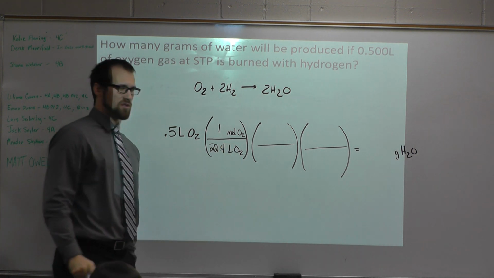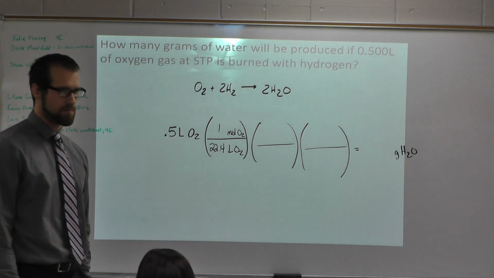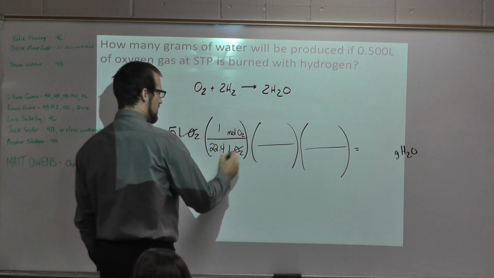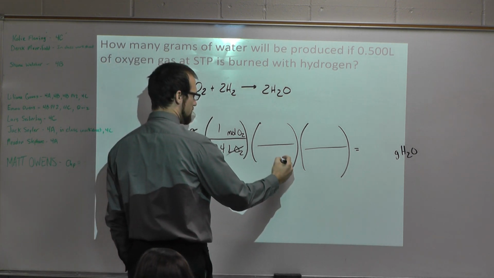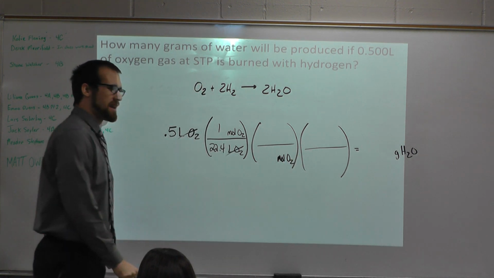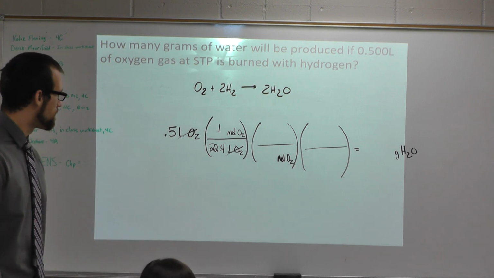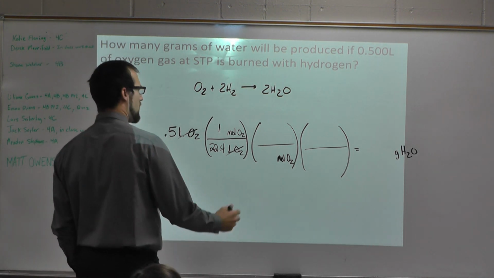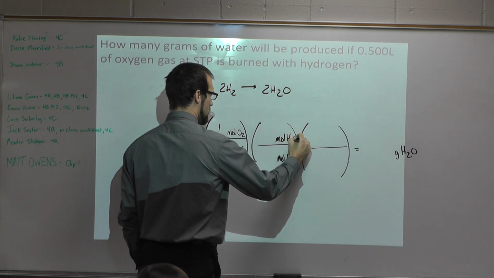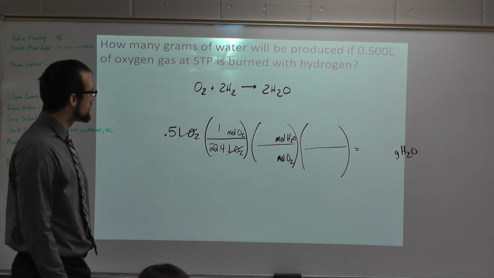At STP, that's the only way we can get from volume to moles. Or it's not the only way, it's the easiest way. 22.4. Let the units tell you what to do. That's gone, which means this has to be what? O2 moles. Since we're trying to get to H2O, this is where we cross the bridge: 2 over 1. So your moles of water will go there.